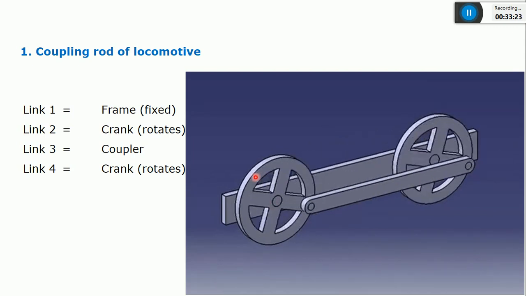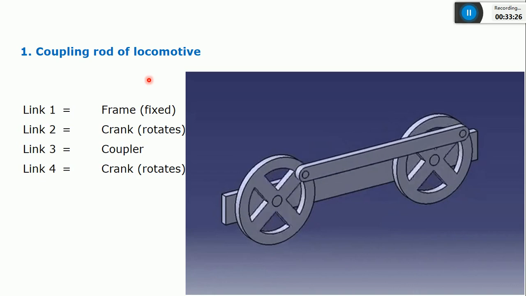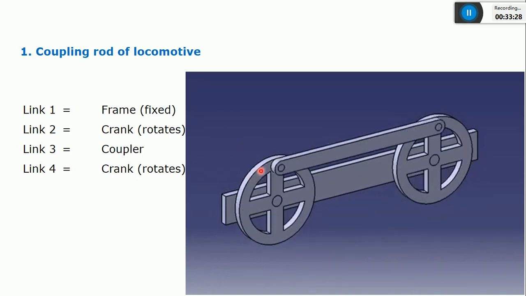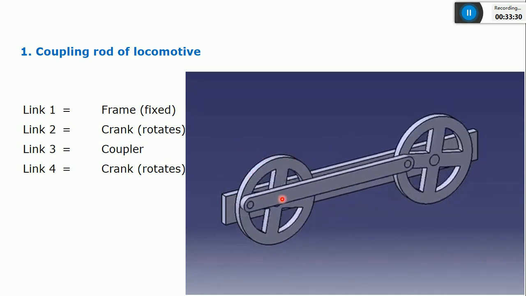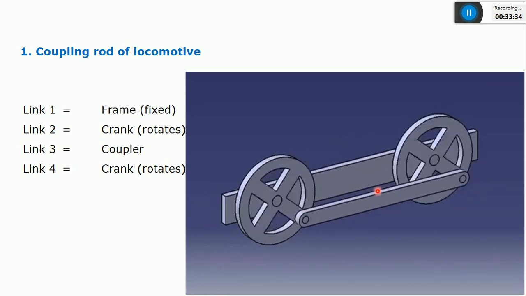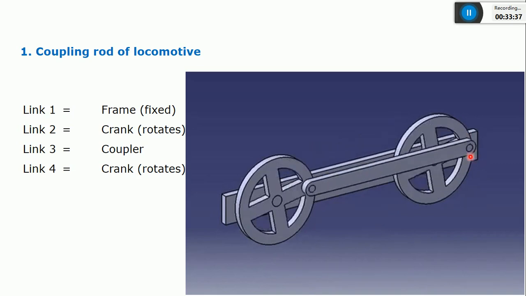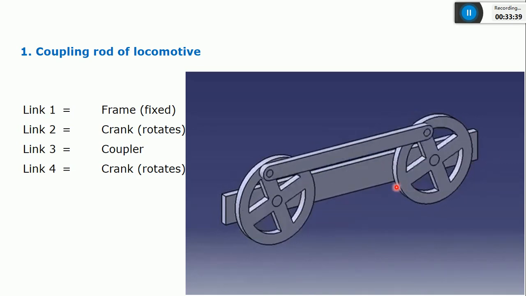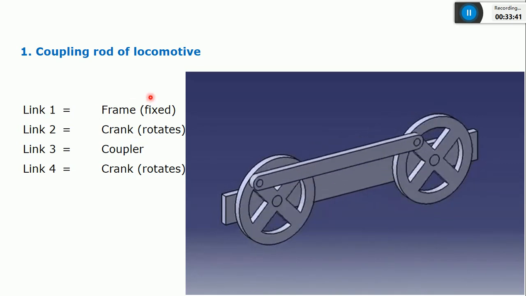It means the function, the use of this coupling rod of a locomotive is to transfer rotary energy, rotary motion, from one point to another point. The input is also rotary, and whatever output you are getting is also rotary. Can anyone tell where the coupling rod of a locomotive is used?